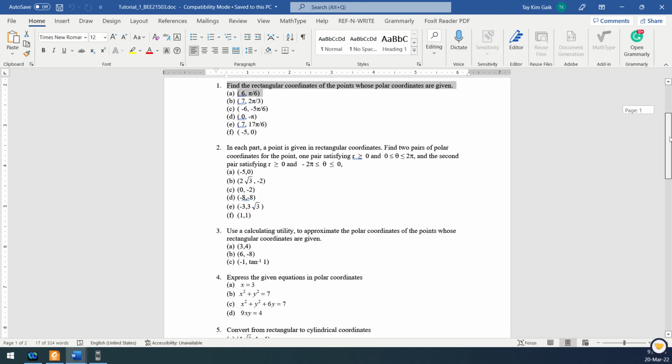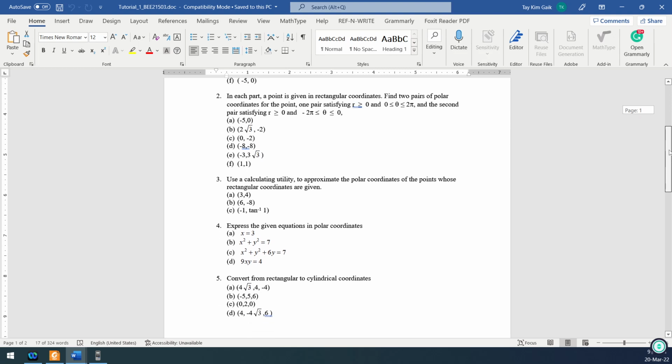If you want Cartesian to polar, for example, we pick up question 2. Let's say question 2a, a point is given in rectangular coordinates. Find two pairs of polar coordinates for the point, one pair satisfying r positive, theta from 0 to 2 pi, and the second pair satisfying r positive with theta measured negative. Theta positive is measured anti-clockwise, theta negative is clockwise.